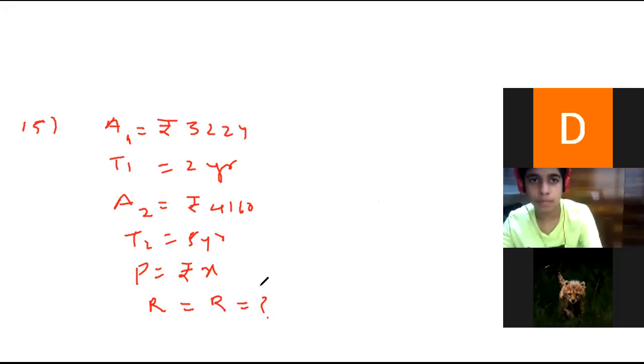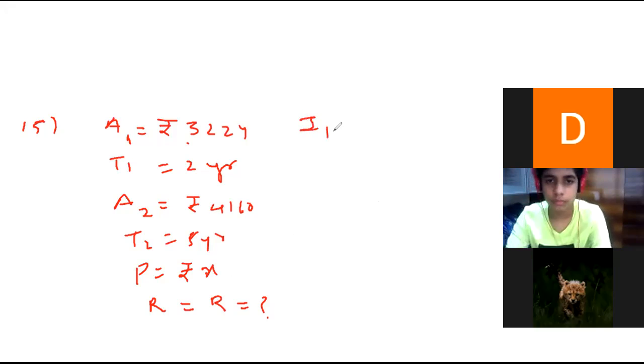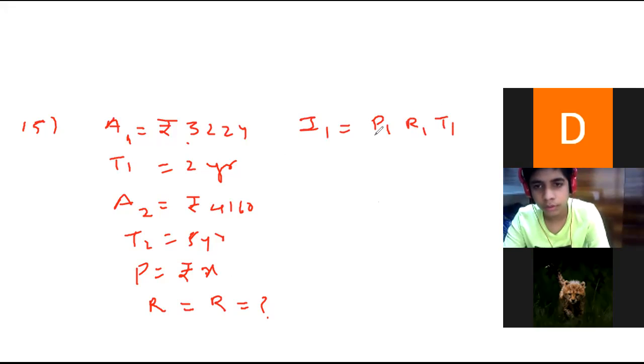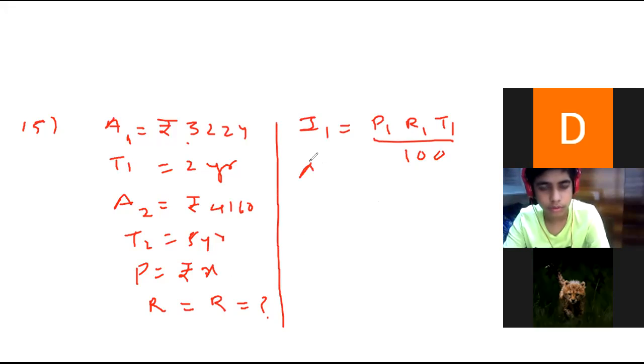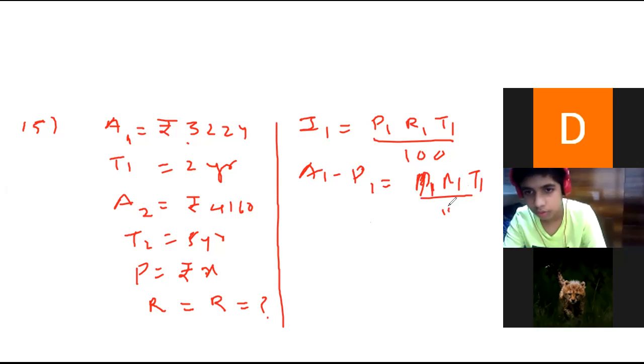For me, P minus X will be my interest. So I1 is P1 R1 T1 upon 100. Is it correct? Yes, sir. That is nothing but A1 minus P1 equals P1 R1 T1 upon 100.